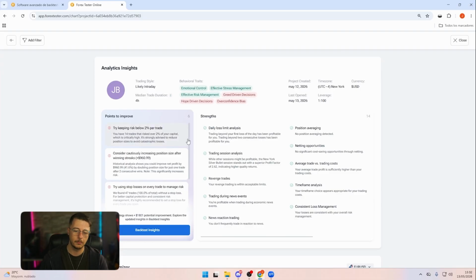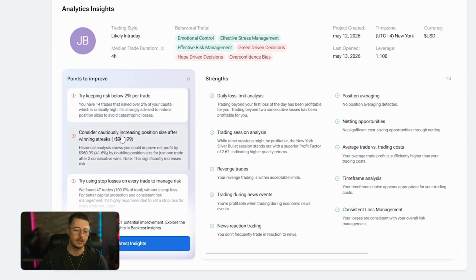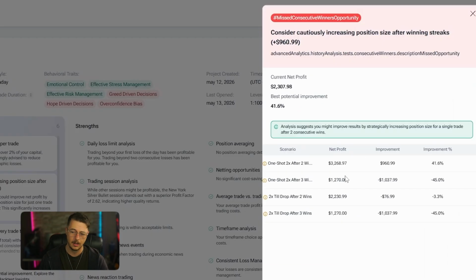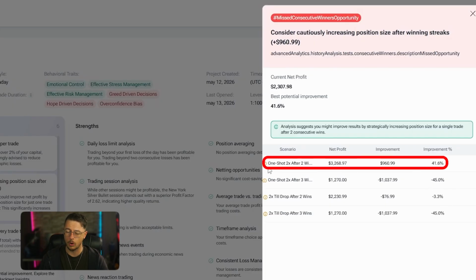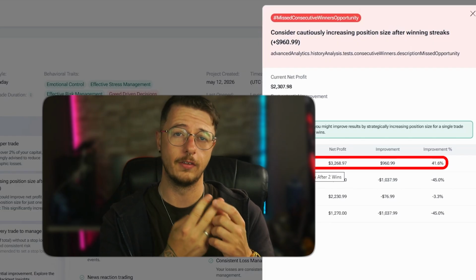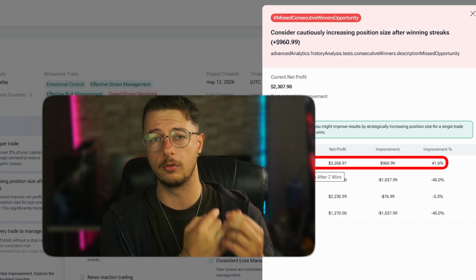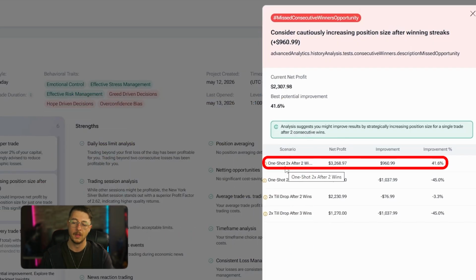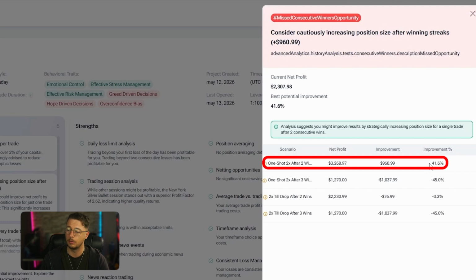In this case I haven't picked any up here, but here are some interesting, like consider increasing the position size after winning streaks. And if I click in, we'll basically see that if I take one shot in terms of I do 2 trades, I get 2 profits. The third trade, I am going to double the position for that unique trade. And by doing this, I would improve the actual gain on the net profit in the 41%, and this would mean virtually a 10% on top of my already existing net profit.